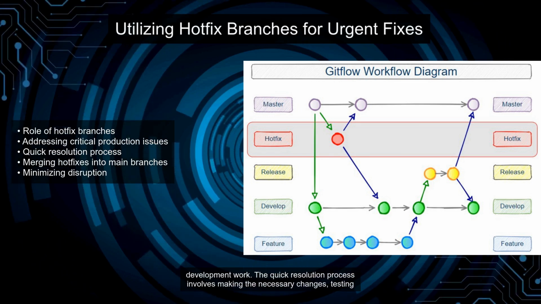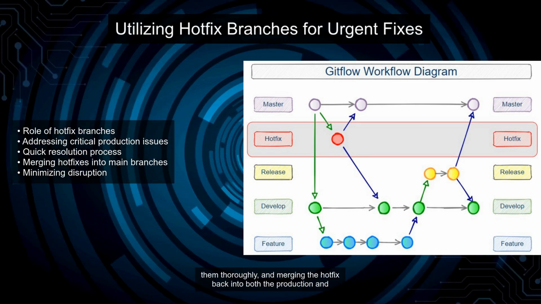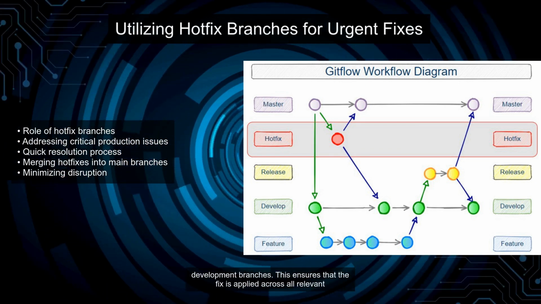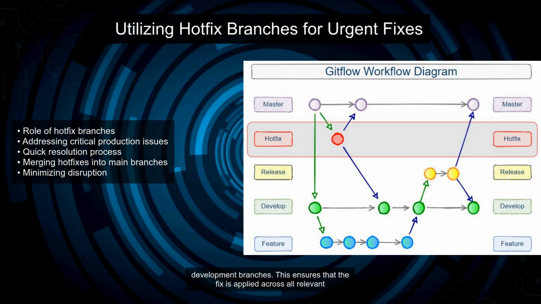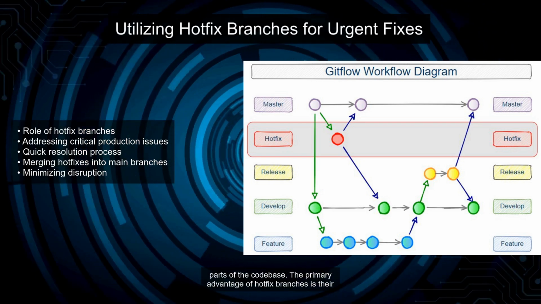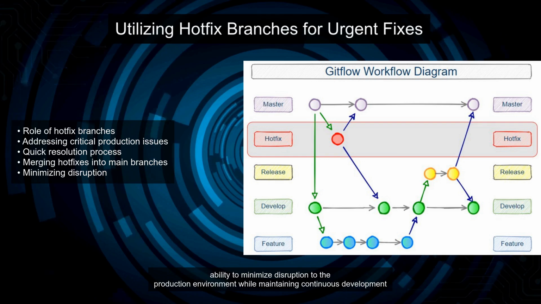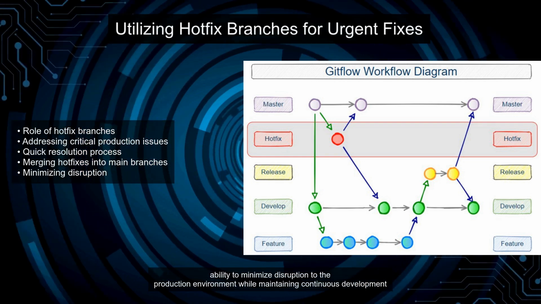The quick resolution process involves making the necessary changes, testing them thoroughly, and merging the hotfix back into both the production and development branches. This ensures that the fix is applied across all relevant parts of the codebase. The primary advantage of hotfix branches is their ability to minimize disruption to the production environment while maintaining continuous development efforts.